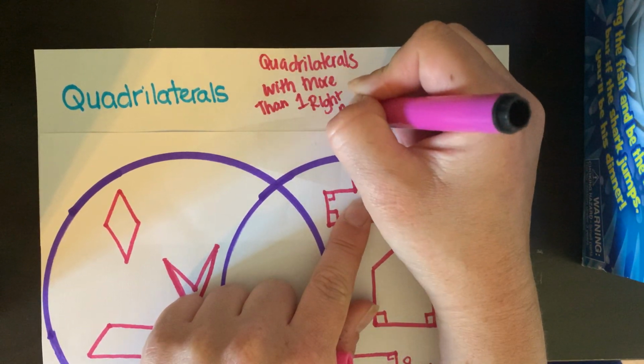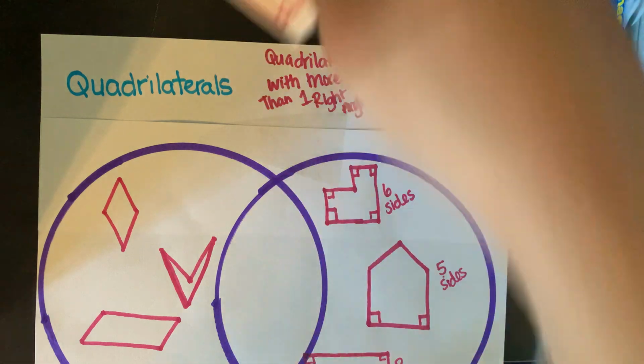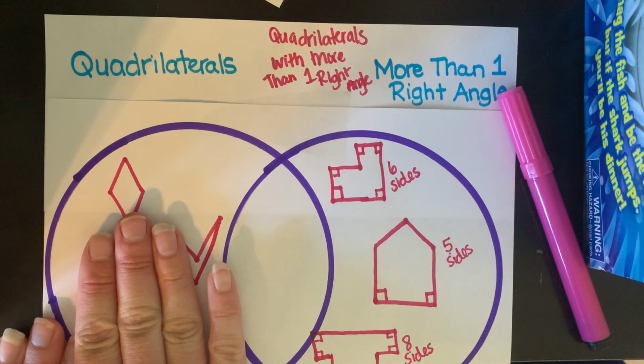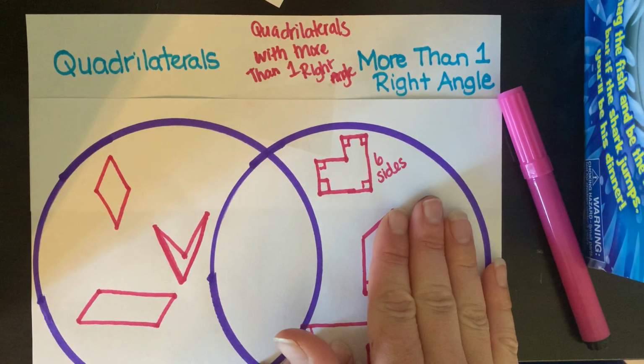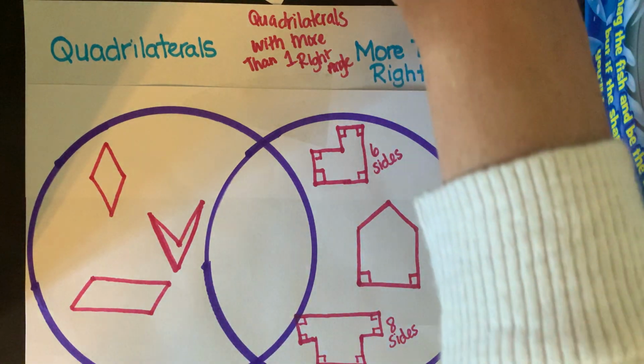Okay, what do I know is a quadrilateral with more than one right angle? Now I have 3 polygons that I want you to help me classify and either put it on the quadrilateral side, the more than one right angle side, or does it fit both of those and I can put it in the middle? Let's take a look.